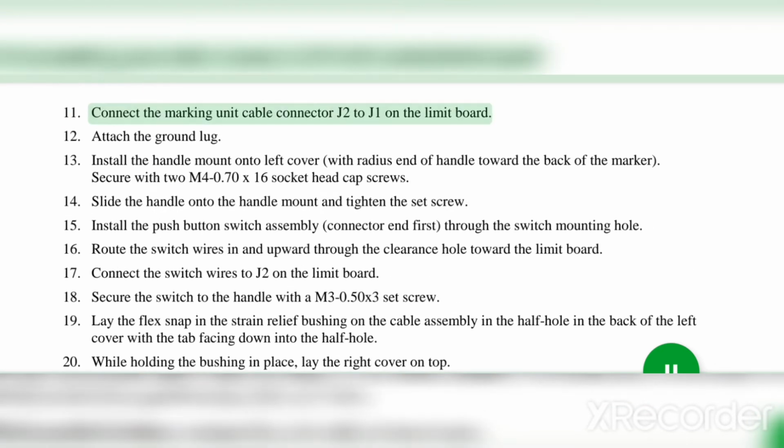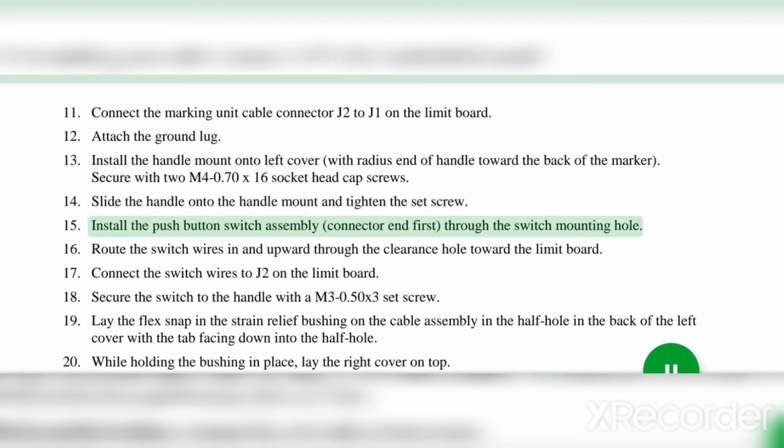11. Connect the marking unit cable connector J2 to J1 on the limit board. 12. Attach the ground lug. 13. Install the handle mount onto left cover with radius end of handle toward the back of the marker. Secure with 2 M4-0.70x16 socket head cap screws. 14. Slide the handle onto the handle mount and tighten the set screw.